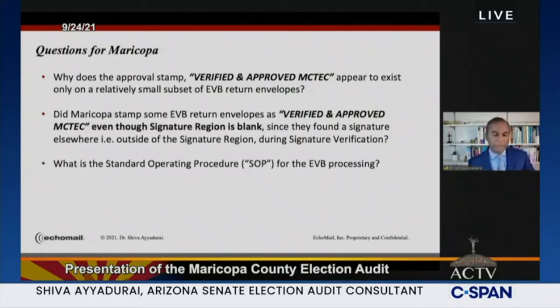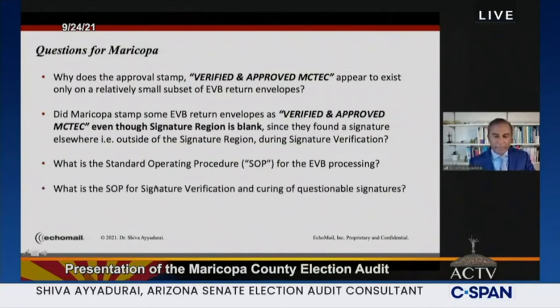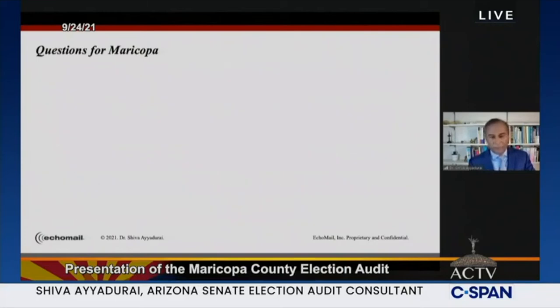Finally, all of this leads to a very important set of things from an engineering standpoint. What is the standard operating procedure? We call it an SOP for the EVV processing. In any engineering system, you have the SOPs, because again, we're relying on this very, very important process of the signature and its verification. What is the SOP for the signature verification? And what is the SOP for curing of questionable signatures? And finally, what is the chain of custody? Talk a little bit more about that.